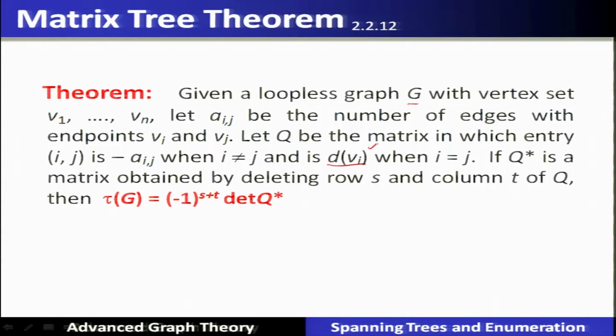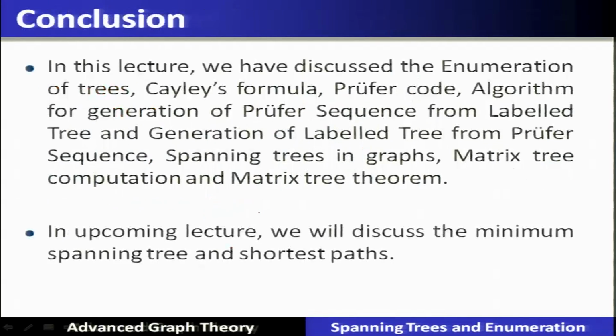Now, if Q star is the matrix obtained by deleting the row S and the column T of Q, which we have already seen, then we get this cofactor, that is (-1)^(S+T), which we have already done, times the determinant of Q star. So, this is how we establish the matrix tree theorem, and we can solve this problem of finding the number of spanning trees of a given graph very efficiently using it.